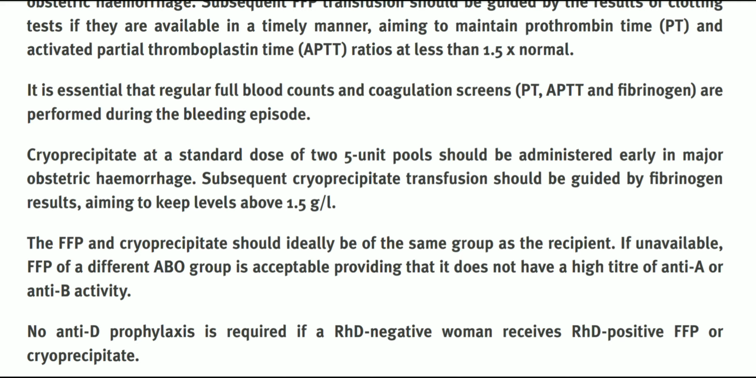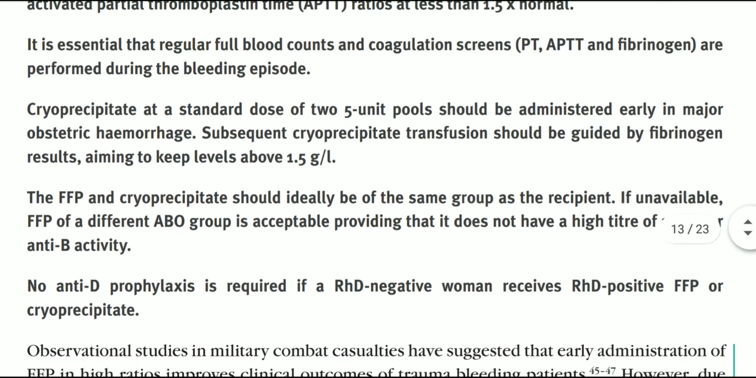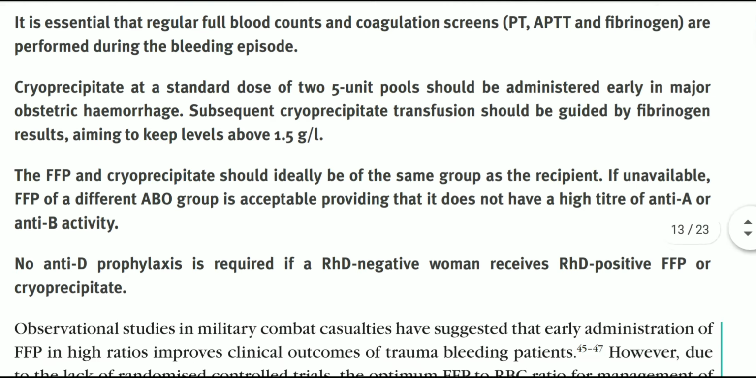The FFP and cryoprecipitate should ideally be of the same group as the recipient. Okay, if unavailable, FFP of a different ABO group is acceptable, providing that it does not have a high titer of anti-A and anti-B. And no anti-D prophylaxis is required if RH negative women receive RH positive FFP or cryoprecipitate. Okay. And what is the role of FFP?